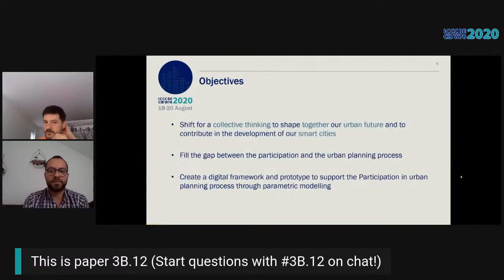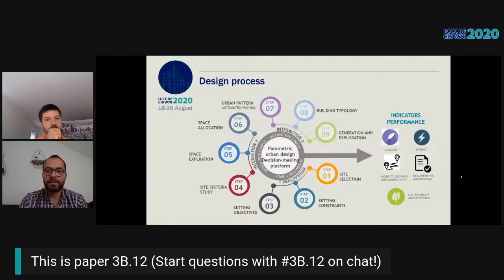So the objective of this work is to shift toward collective thinking, where we also engage citizens and inhabitants to contribute in the development of cities and our smart cities. And also to fill the gap between the participation on one hand and the urban process on the other hand.